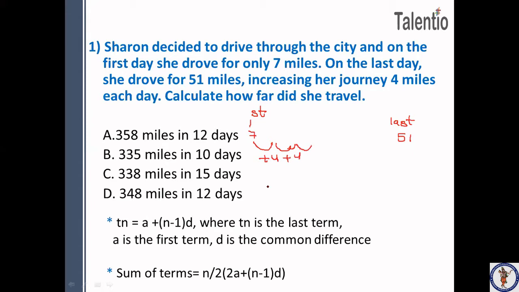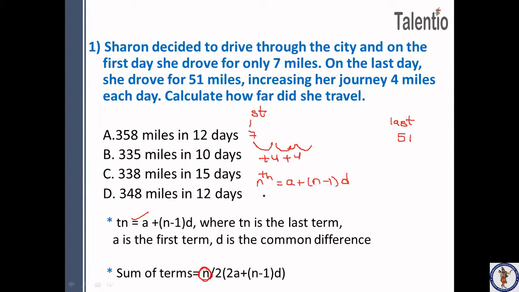One thing is we can find the sum easily. What is the formula for the sum of the terms? n by 2 into 2a plus n minus 1 into d. We know the formula for arithmetic progression, but we require this n. How can we get n? By using the nth term formula. The nth term is equal to a plus n minus 1 into d.